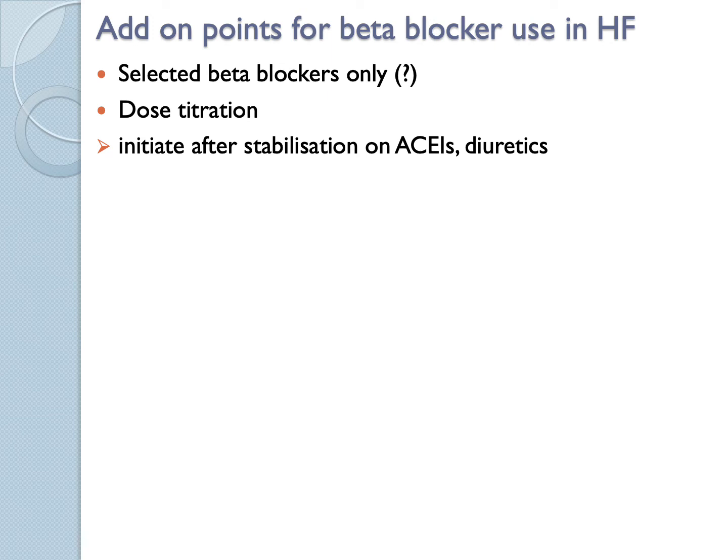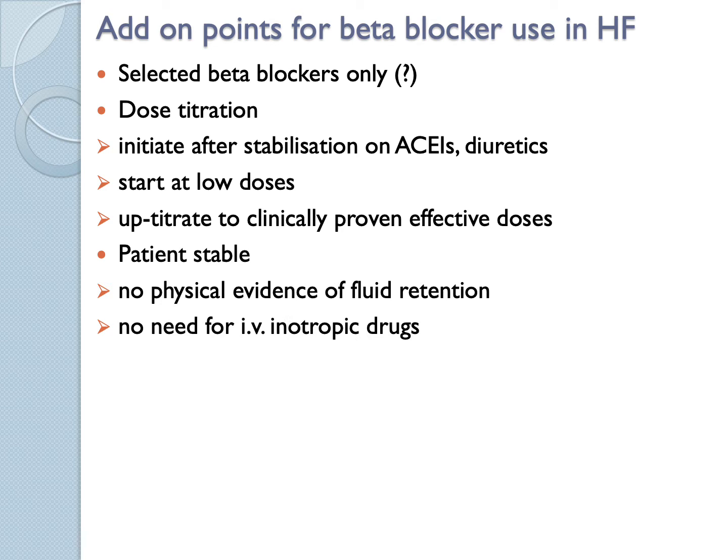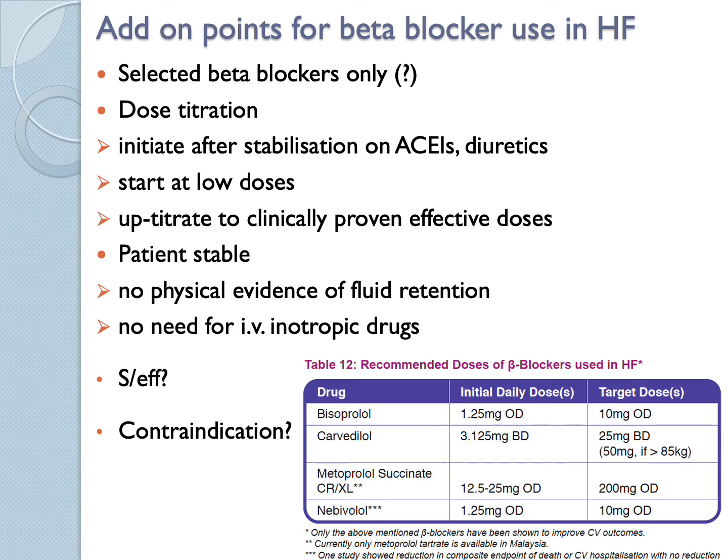You can only start it when the dose of ACE inhibitors is stabilized, and there are no more very strong bad symptoms or congestive symptoms. Everything is cleared. Only then do you start the doses at a very low one and slowly go up to the clinically proven effective dose. So the main point here is the patient has to be stable. Obviously they won't be in ICU, where they would need IV inotropic drugs. So go find out about the side effects and contraindications as well.